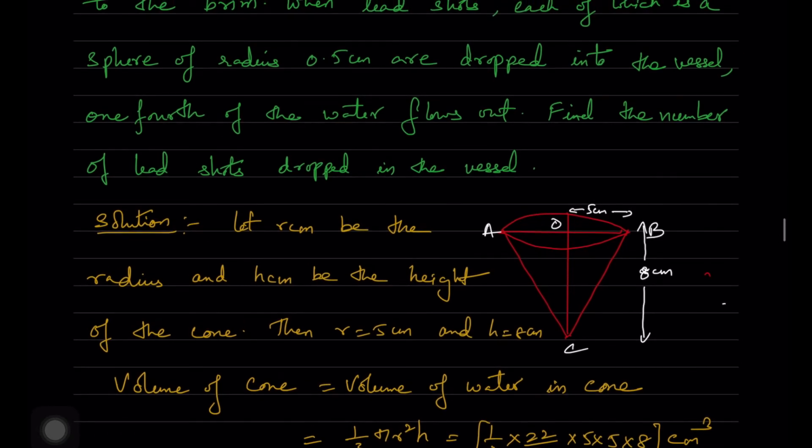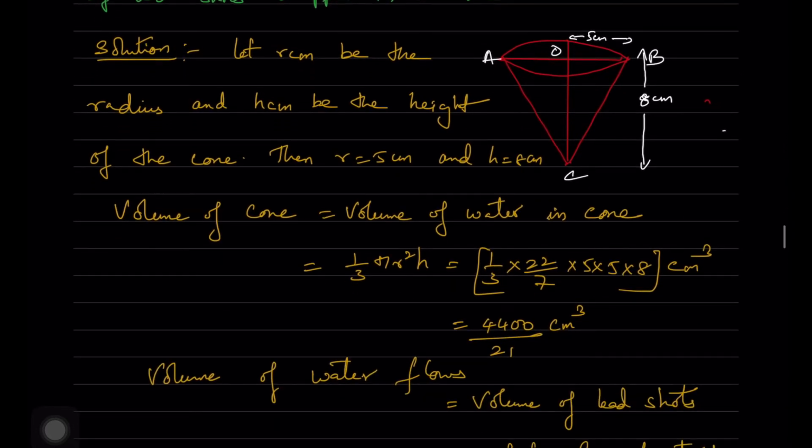So as you're putting lead shots into the conical part, the water which flows out will be equal to the volume of the lead shots. So let R centimeters be the radius and H centimeters be the height of the cone. Then R is equal to 5 centimeters and H is equal to 8 centimeters. Volume of cone is equal to volume of water in cone.